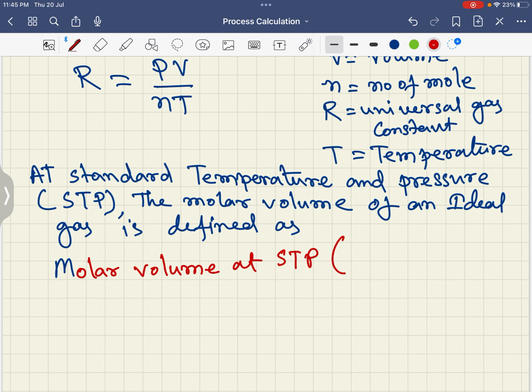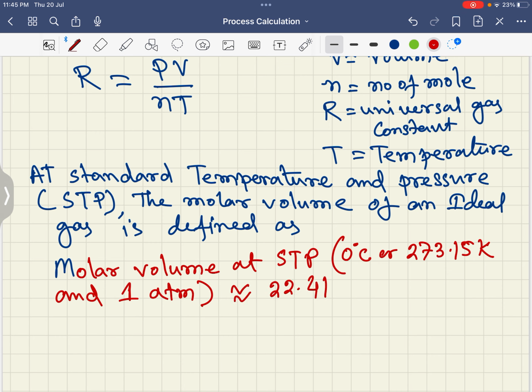means at STP means we have to mention temperature and pressure. So that is 0 degree centigrade or 273.15 Kelvin, that is temperature, and pressure is 1 atmospheric pressure. What will be the molar volume? Molar volume approximately 22.414 liter per mole. Molar volume means volume per mole, means 1 mole.